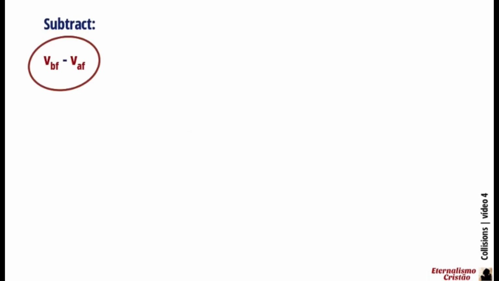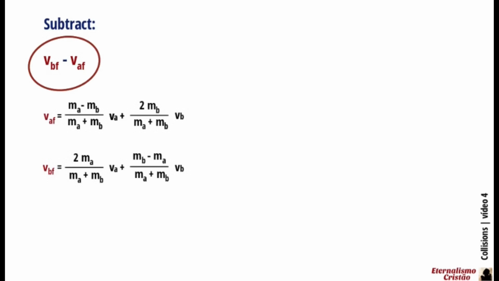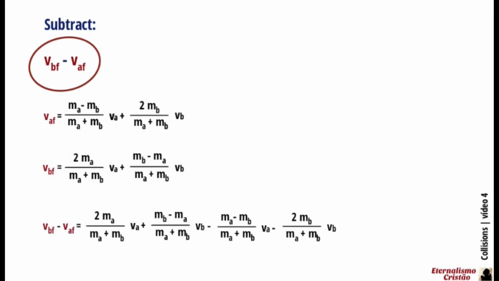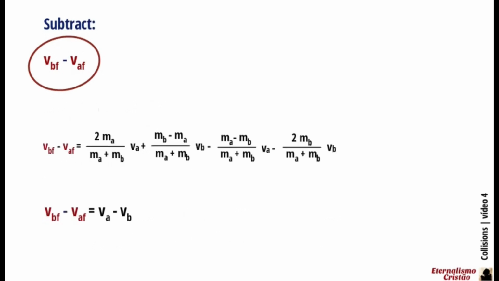Subtract the final velocities, VB final minus VA final. This is the separation velocity. The approaching velocity equals the separation velocity, in perfectly elastic collisions. Even when the masses of the two bodies are not equal.